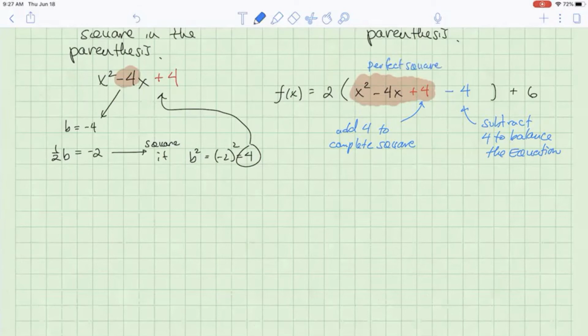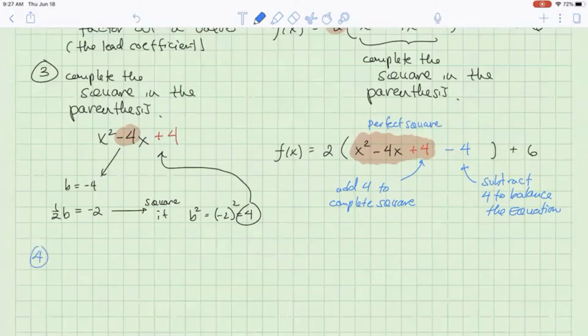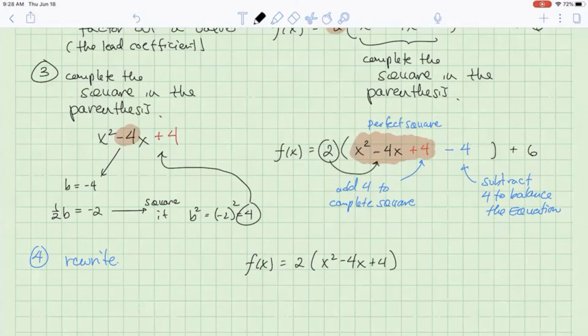But I'm going to rewrite this just a little bit. So step 4, rewrite. This is f of x, 2 times x squared minus 4x plus that 4. And what I'm doing is I'm effectively distributing the 2 to this entire perfect square, and the 2 to this negative 4, plus 2 times negative 4. So that subtracting 4 term that I'm balancing out the equation with, I'm actually breaking that off and separating it from the perfect square now.